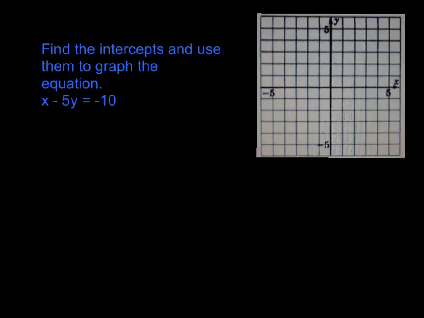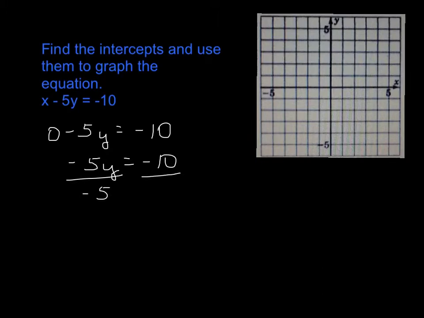In this one we're going to graph by finding the intercepts. So to find the intercepts, we set x to 0 first and then set y to 0 second. Okay, so we have minus 5y equals minus 10, and dividing both sides by negative 5, we get y equals positive 2. So our first point is going to be 0, 2. So we go to x equals 0, y equals 2, and obviously that's our y-intercept.